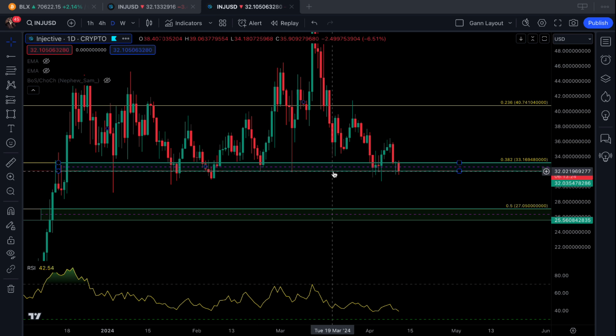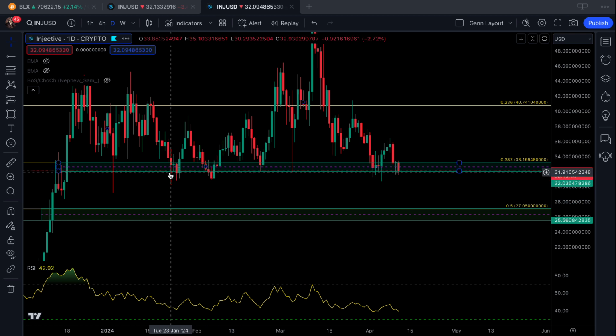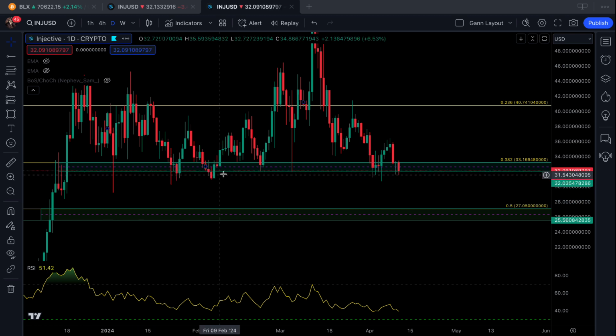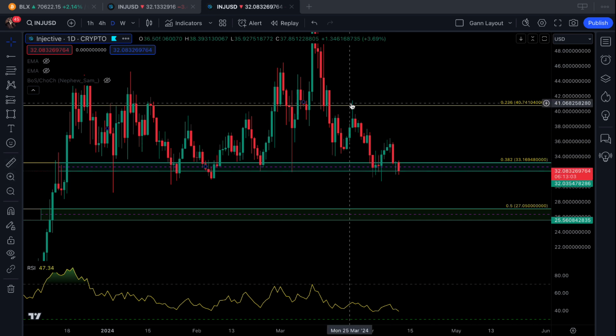But if I was holding Injective, I wouldn't necessarily sell right now, because it could very easily hold this support. It already did it how many times? 1, 2, 3, 4, 5, 6. So it could hold the 32 to 33 level and rally up to $40, no problem. Okay, so now is not the time to be bearish.